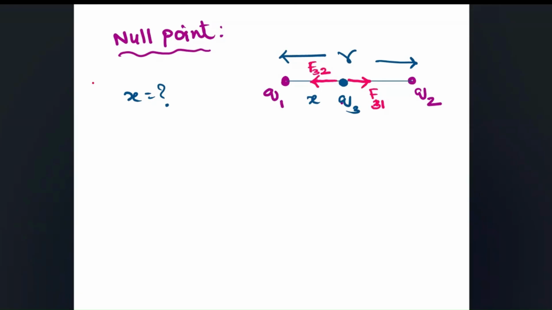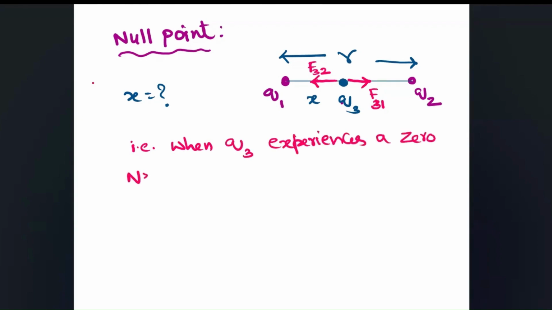So there is a possibility of getting a null point. That means when Q3 experiences a zero net force. I'm telling zero net force. It doesn't mean no force is acting. Two forces are acting, but the resultant of the two forces is zero. So Q3 will be at rest. That is, F net equal to 0. Then a null point is said to be formed.